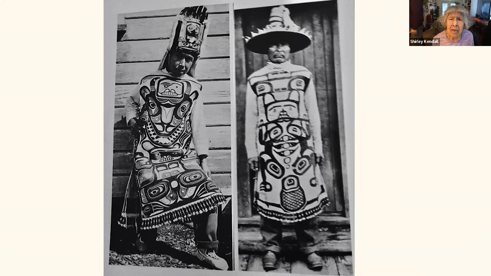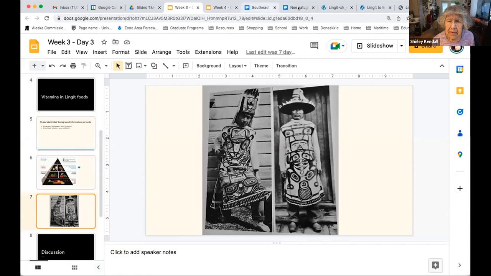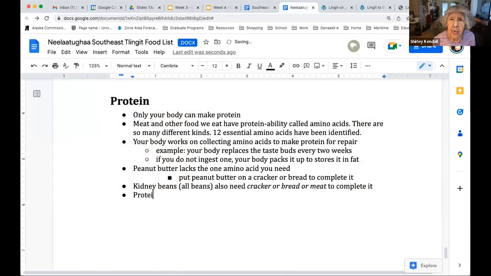So we did all the important things. So protein that our bodies make is very important for growth. It maintains your body and protects your heart.